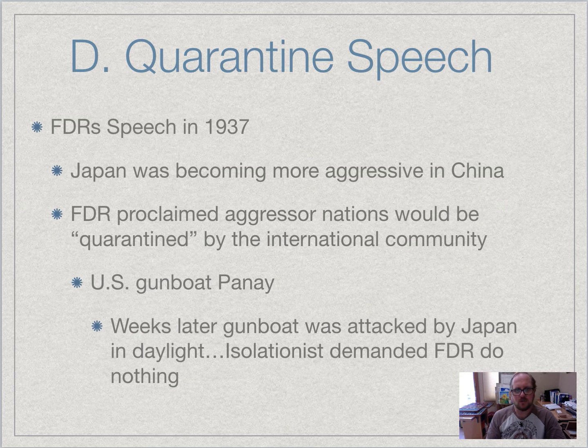The USS gunboat Panay was up in a Chinese river, and it was blatantly, in broad daylight, attacked by a Japanese plane, and it was destroyed. And rather than going to war or making changes because of this, FDR was pushed by isolationists to do nothing. So he didn't do anything there. He kept America out of the war at this time period rather than being more aggressive. So this was America's involvement in something called appeasement, and what we could have done maybe differently to quell Japanese growth and their aggressiveness.